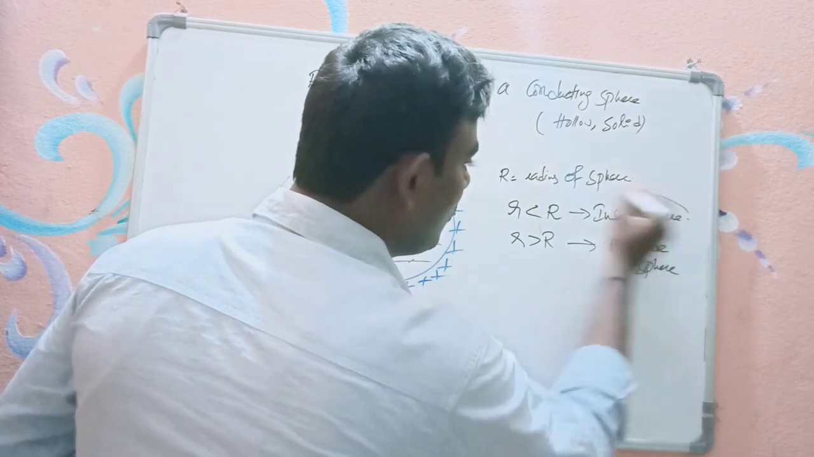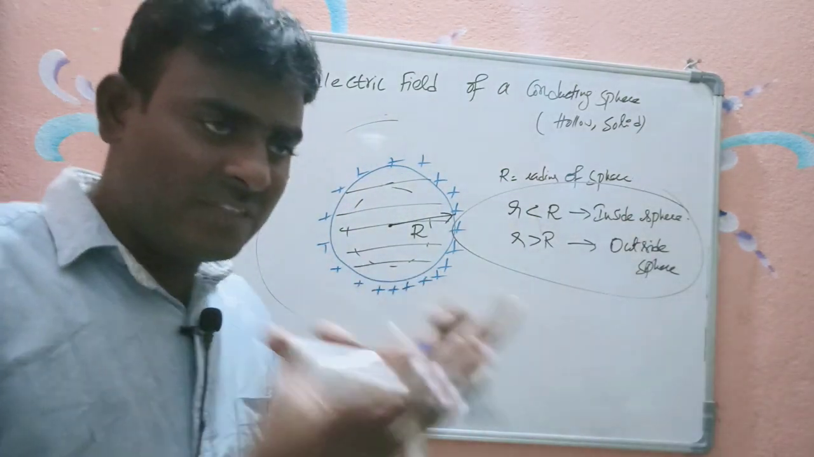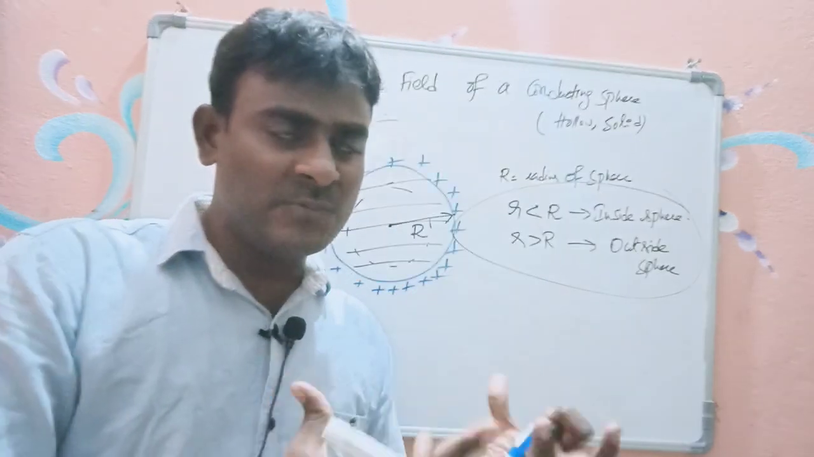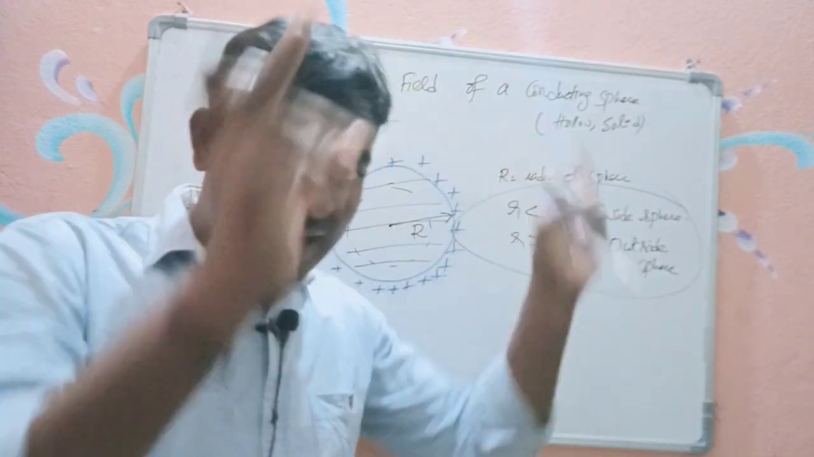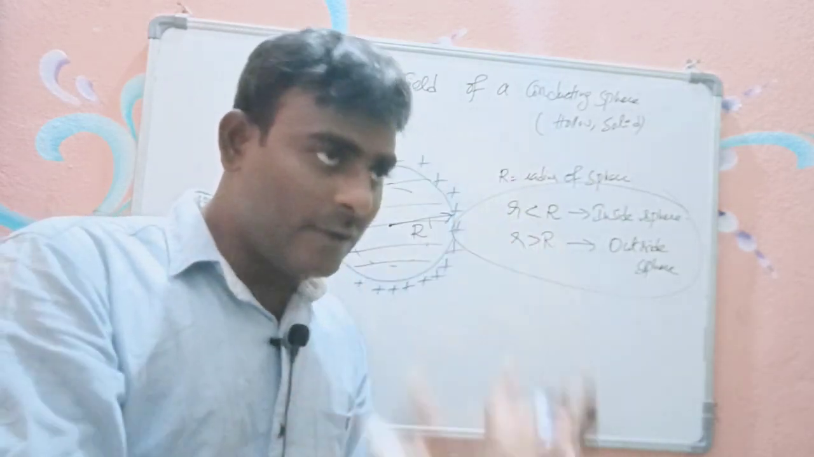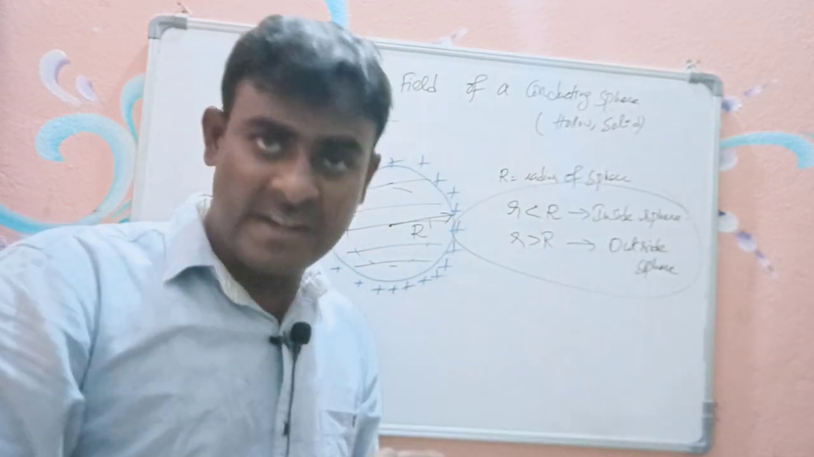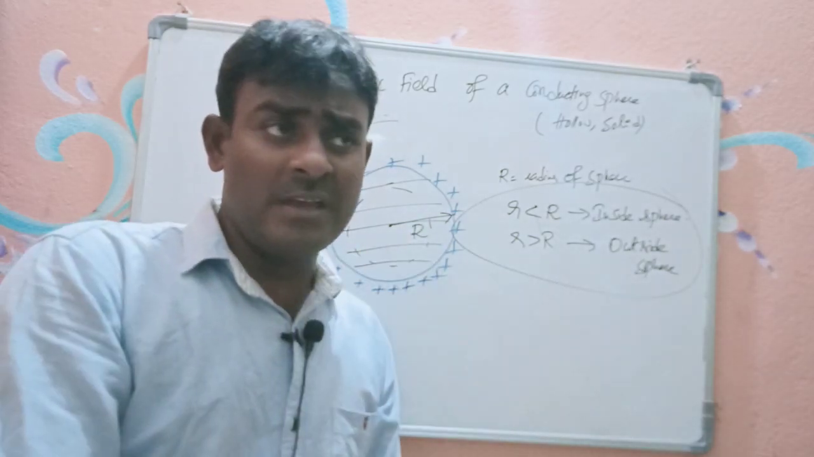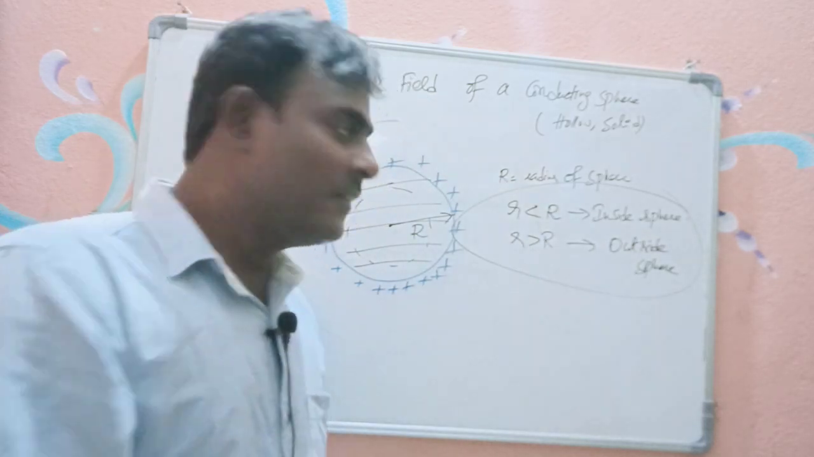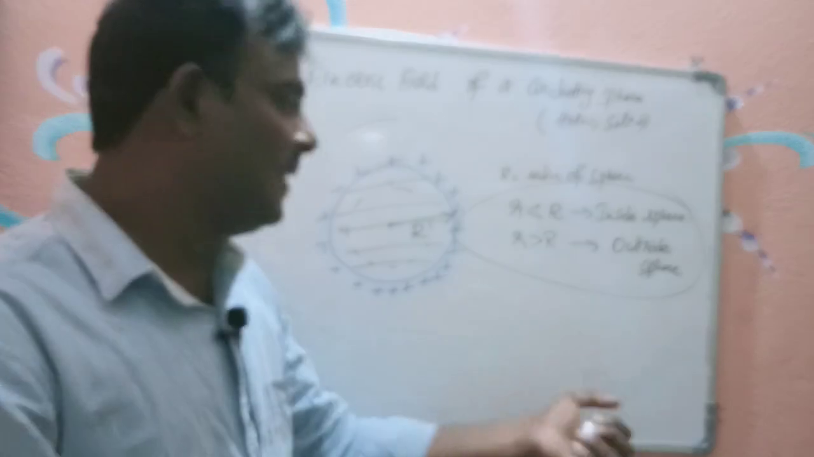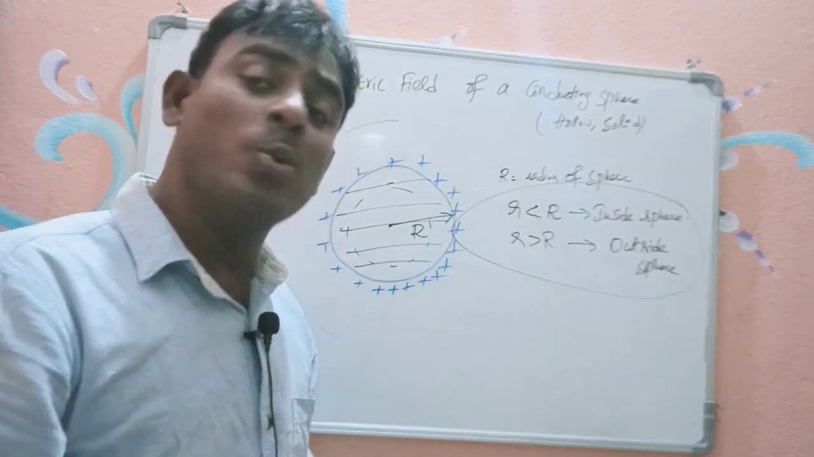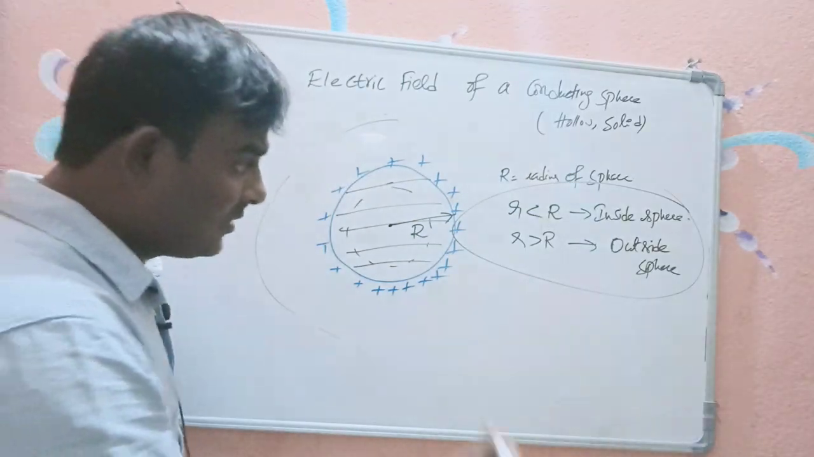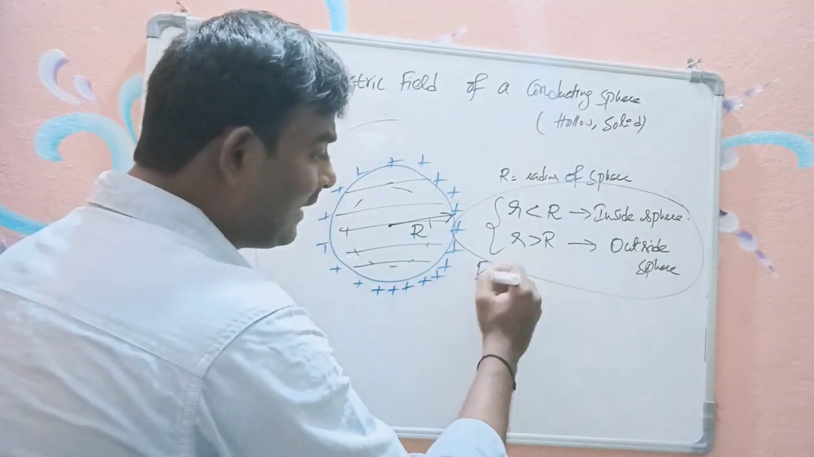We can understand this in a simple way. If the radius we are taking is less than the actual radius of the sphere, we call this region the region inside the sphere. If the radius of the spherical region we are considering is greater than the radius of the conducting sphere, then we call it the region outside the sphere. Now, for these two regions, we need to find the electric field.